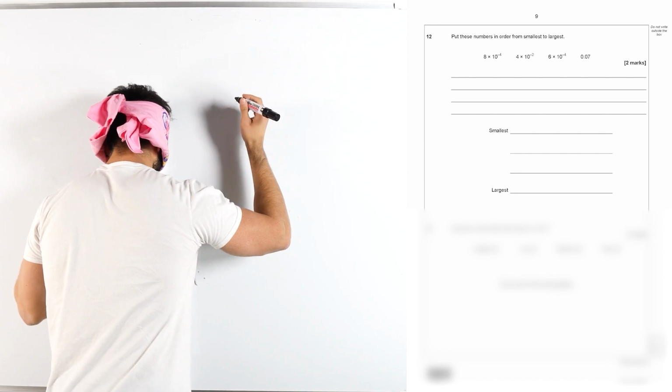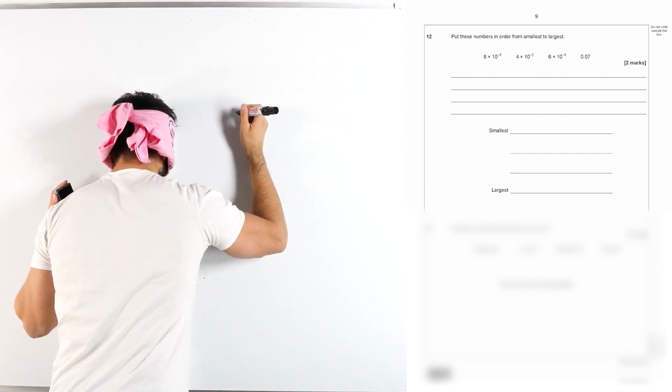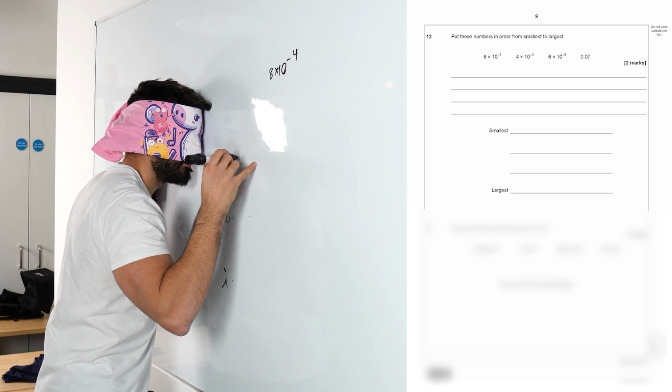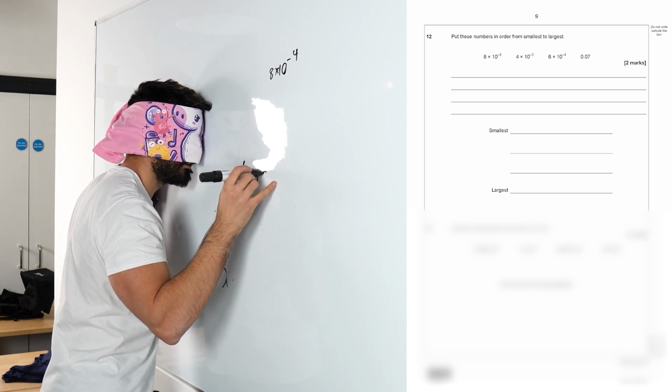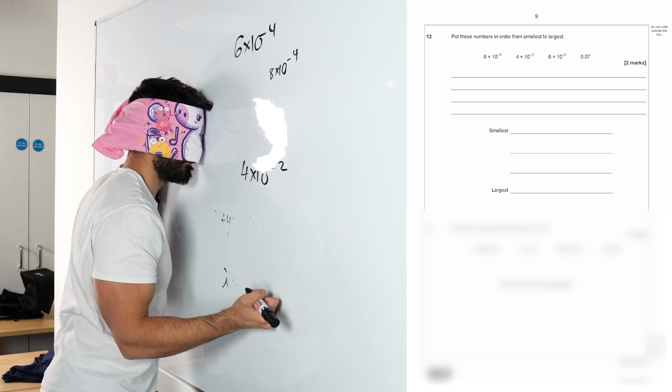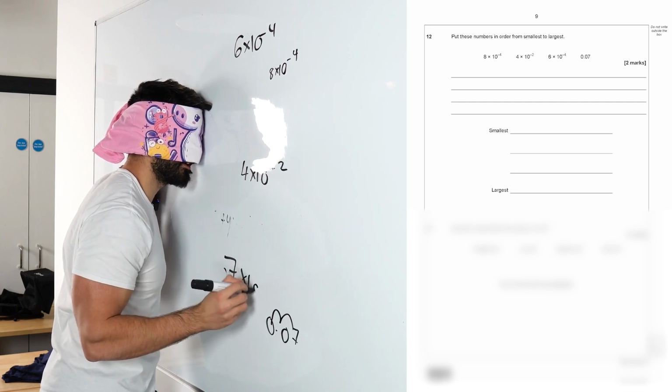Put these numbers in order from smallest to largest. The first is 8 times 10 to the power of minus 4. The second one is 4 times 10 to the power of minus 2. The third one is 6 times 10 to the power of minus 4. And then the last one is 0.07, so 7 times 10 to the minus 2.